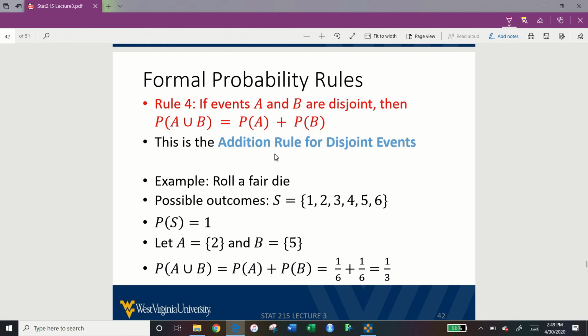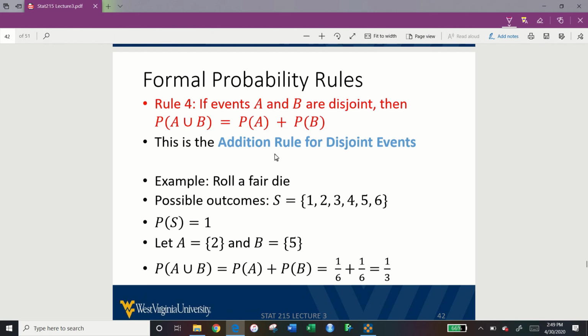Finally, this brings us to Rule 4. If events A and B are disjoint, then the probability of A or B, also known as the union of A and B, equals the probability of A plus the probability of B. Again, this is the addition rule for disjoint events.